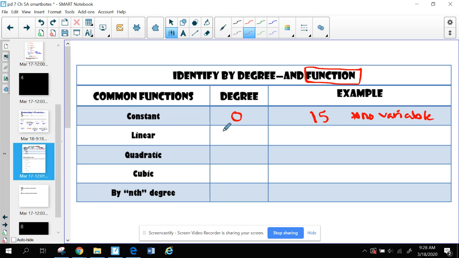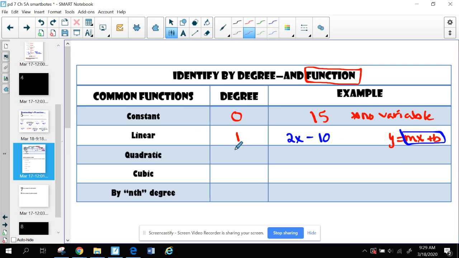Okay? Linear is a specific function name we can give to any degree that is 1. So now we've talked about this before. We've seen equations in y equals mx plus b. Since we're only talking about expressions right now, we're really just focusing on this part of it. So any example that kind of looks like mx plus b. So that could be something like 2x minus 10 would be an example of linear.